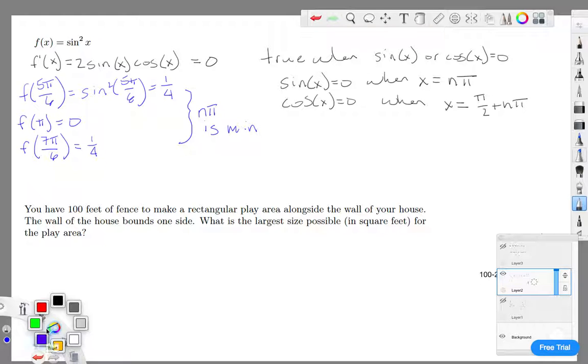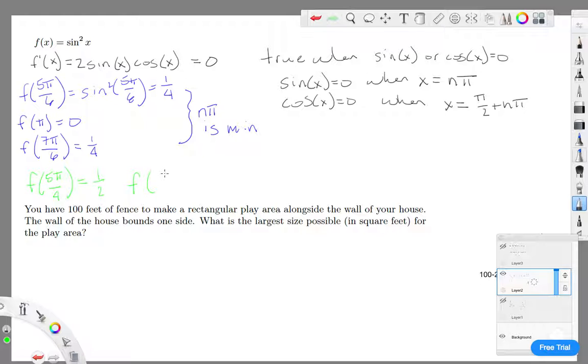Change to a different color here. All right, let's take a look at the other one. We'll start out at f of 5 pi over 4, right? That is just to the left of 3 pi over 2. Continue moving to the right. And so f of 5 pi over 4 is equal to 1/2.